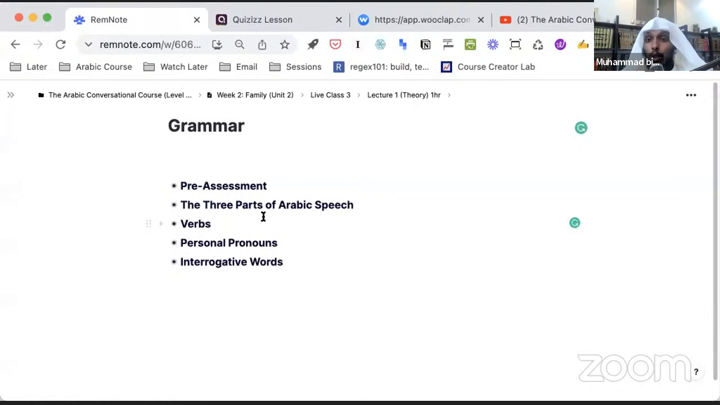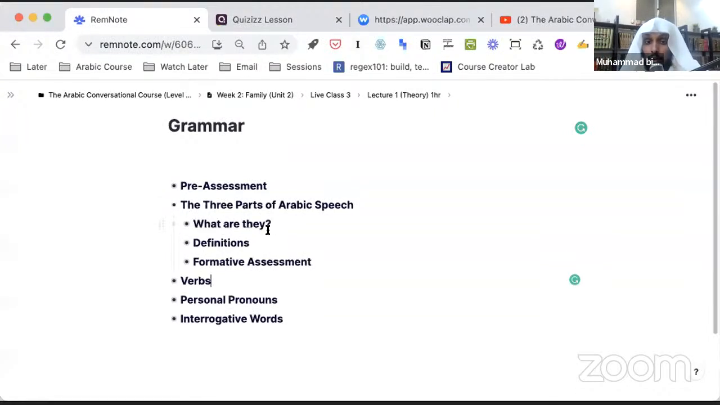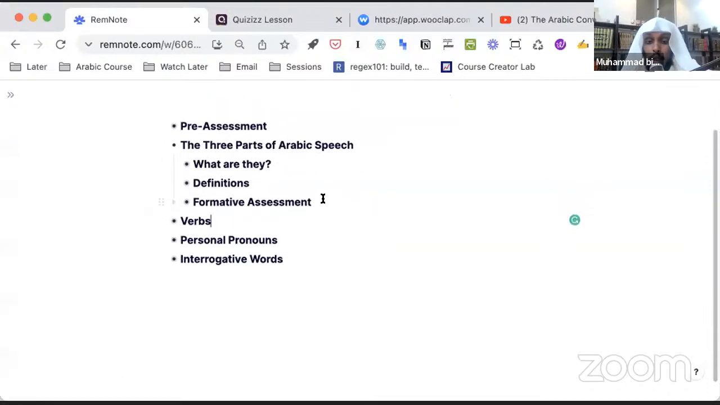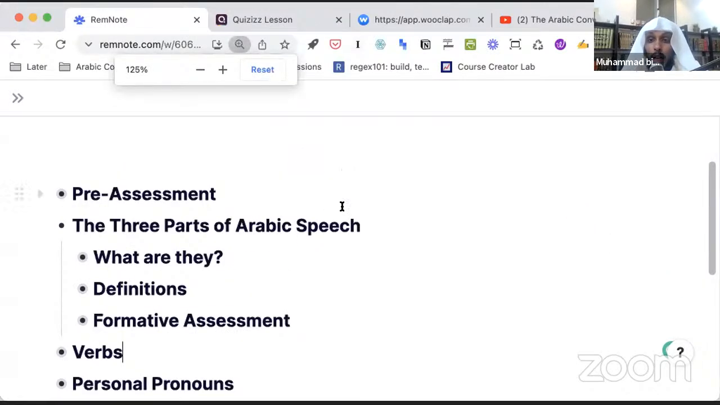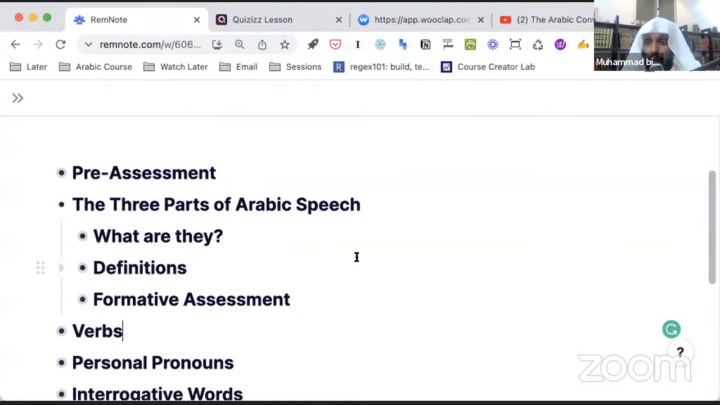So we have something called, dear brothers and sisters, the three parts of Arabic speech, okay? Those of you that know it, you can write in the Zoom chat. Every single word in the Arabic language can be put in one of three buckets. This is what we call Aqsamul Kalam, and it's very important that you know this.